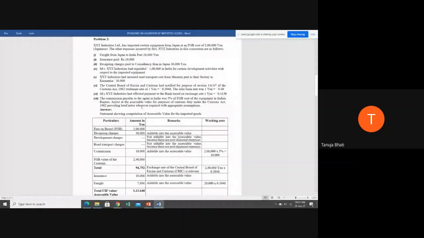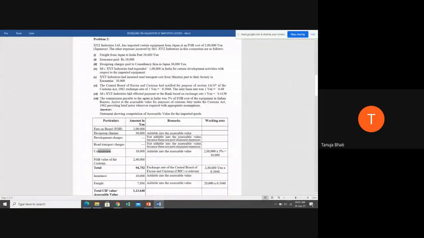Based on whatever we have discussed, we'll put it in the form of a solution. Statement showing computation of assessable value of the imported goods. Now FOB is directly given, 2 lakh yen. Next, designing charges. Designing charges is 30,000, which is directly given here. That is also in yen. Development charges are not addable into the assessable value because these are post shipment expenses. Road transport charges are not addable into the assessable value because they are post shipment expenses.